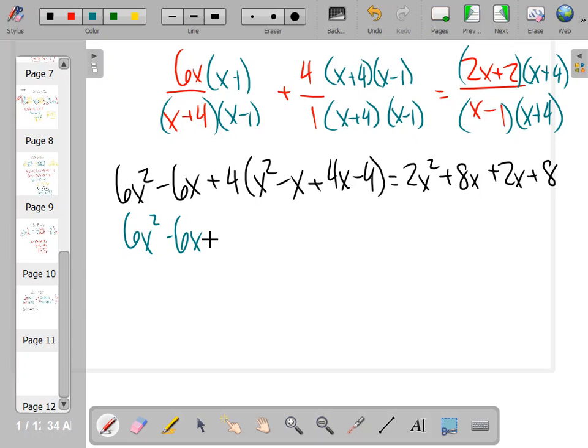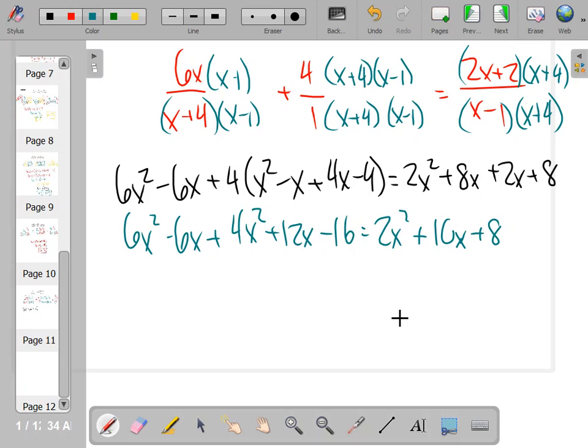6x squared minus 6x plus 4x squared. That makes 3x in the middle, and 3 times 4 is 12. A lot of stuff. Combine like terms, that's 10. Okay. Let's get everything on one side. Maybe we'll even combine before we do that. 10x squared plus 6x minus 16 equals 2x squared plus 10x plus 8.